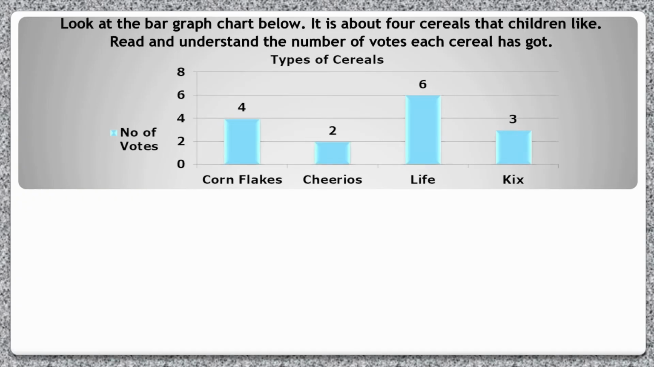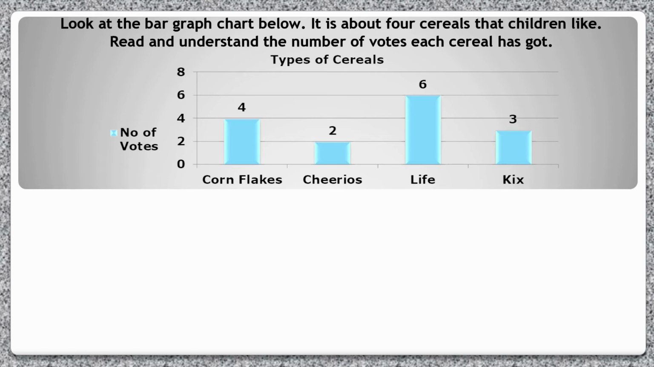Dear children, look at the bar graph chart below. It is about 4 cereals that children like. Read and understand the number of words each cereal has got. On horizontal line, we have types of cereals like cornflakes, Cheerios, Life, Kix. And on vertical line, we have number of words. And the scale is 0, 2, 4, 6, 8.